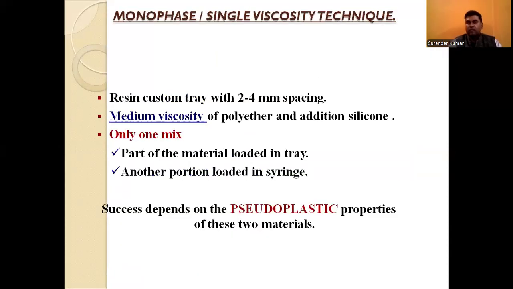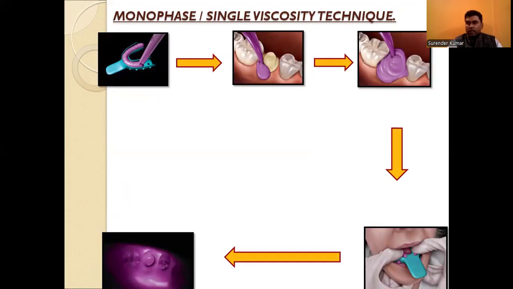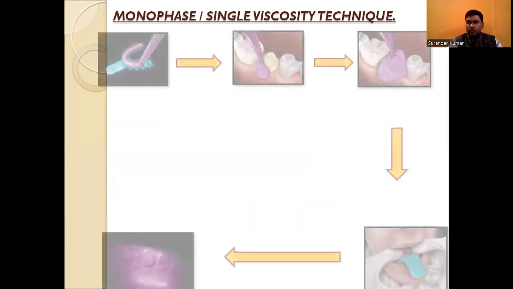Now there is a technique known as monophase, single viscosity technique. Monophase means you can use a single material with a light body, and it is placed in the tray as well as in the mouth, at the same time. That means we can use medium viscosity polyether and addition silicone. Only one mix is used. Part of that material is placed in the tray and part of it is placed in the syringe. Success depends on the pseudoplastic property of these two materials. So this is how to do it.